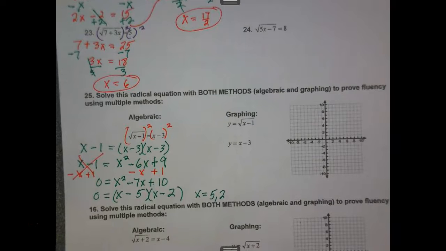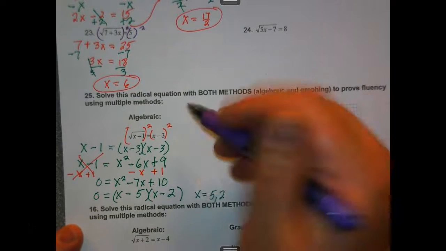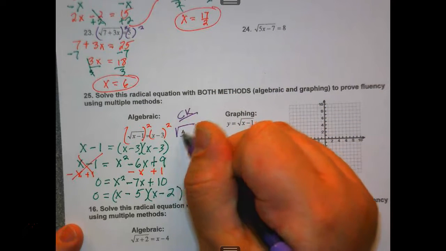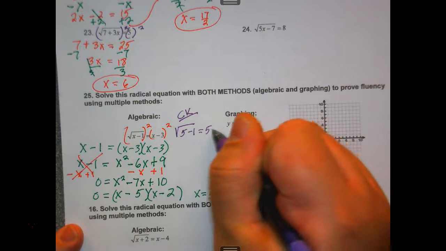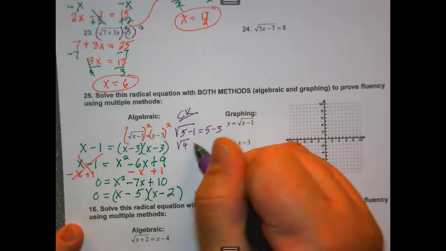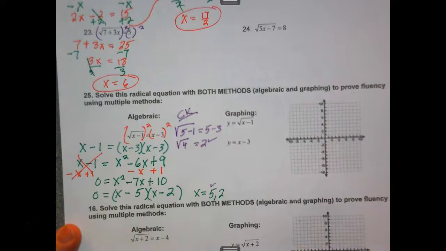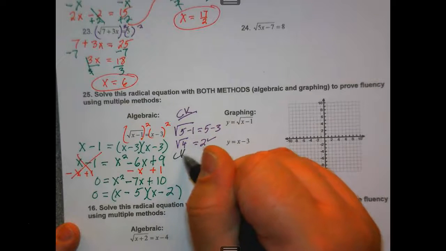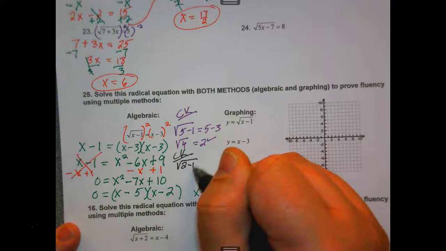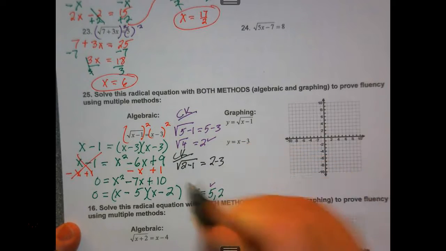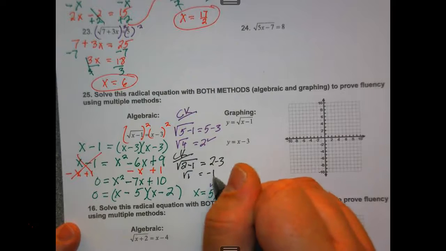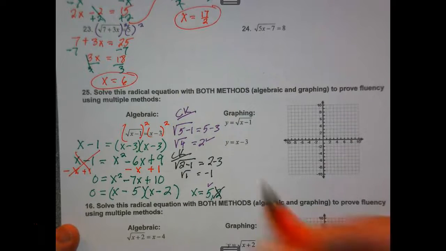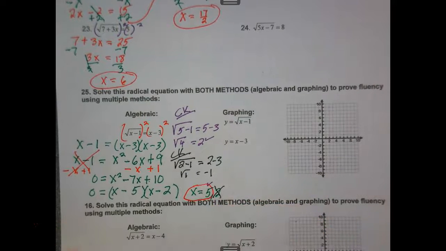Now, because I created that quadratic, I have to check them. Okay, I have to check 5. Does the square root of 5 minus 1 equal 5 minus 3? Square root of 4, does that equal 2? Yes, it does. 5 checks. 2: does the square root of 2 minus 1 equal 2 minus 3? Square root of 1 equal negative 1? Nope, doesn't work. 2 is an extraneous solution. So my answer is x equals 5.